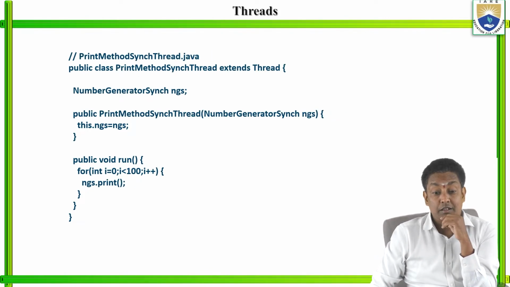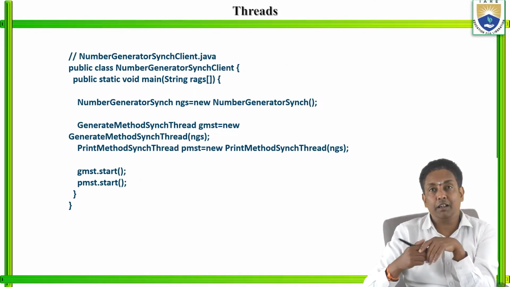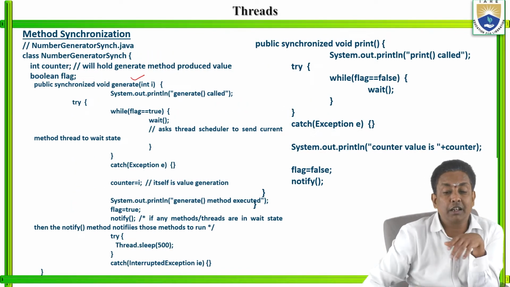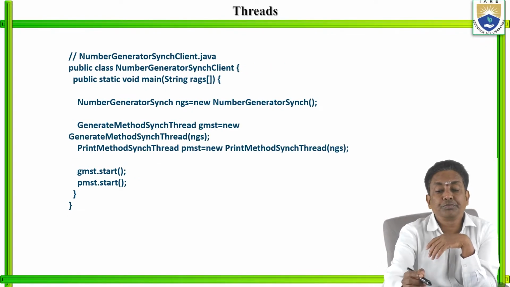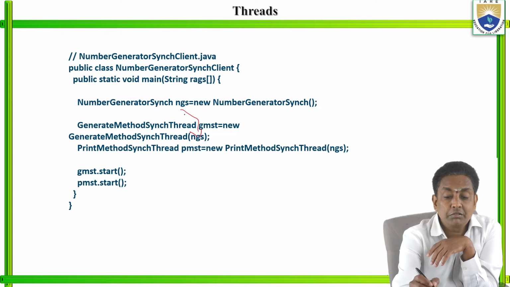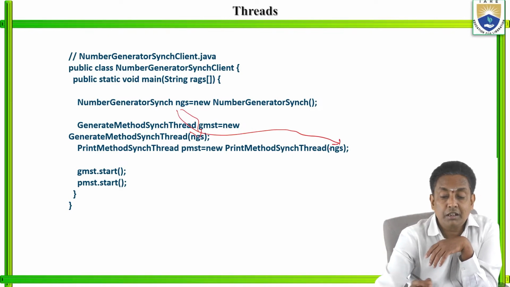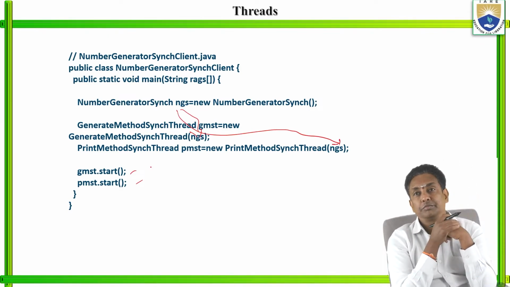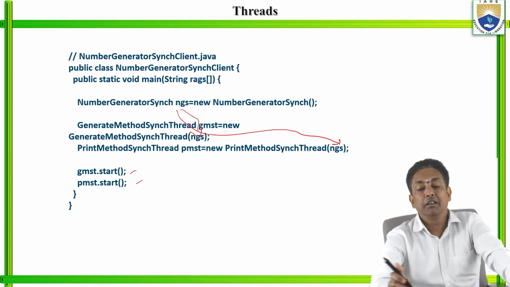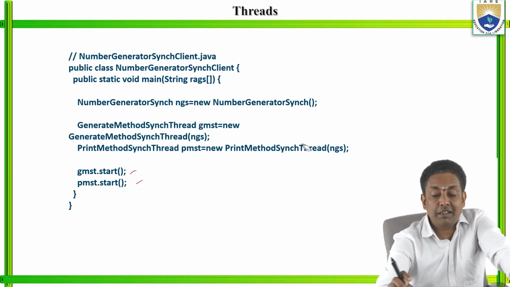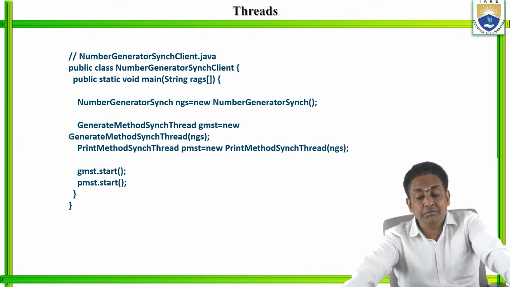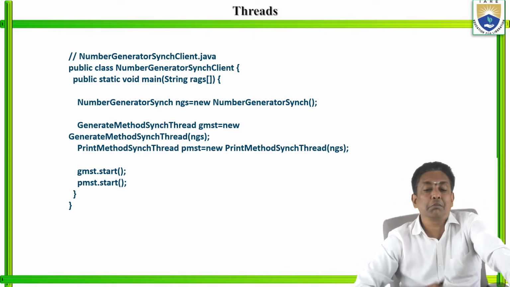And from where are they called? They are called from the client. Simple. The number generator synchronization class object is created in the client. That object is passed into the generate method synchronization thread and the print method synchronization thread, and the threads are started. So the client program remains exactly the same, except for the class names. Did you find any difference in the previous three examples compared with this example?